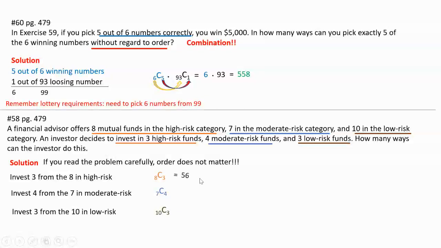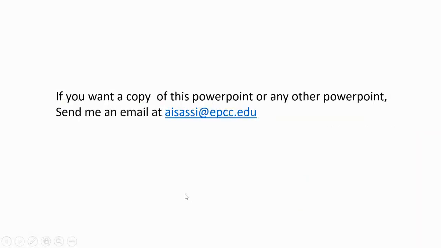We use a formula. So here we're going to get 56 for 8 combination 3. We're going to get 35 for 7 combination 4, and then we're going to get 120 for 10 combination 3. So we multiply all those numbers, and here's my solution. It's going to be 235,200 different possible ways.